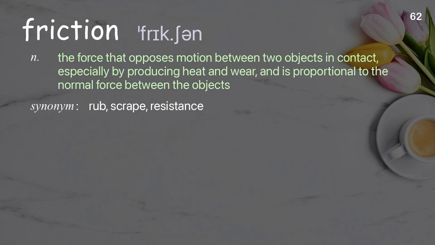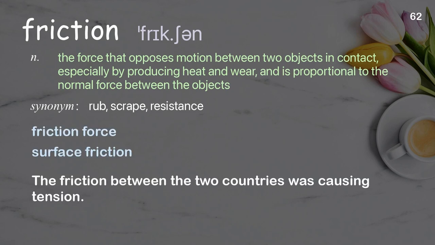Friction: the force that opposes motion between two objects in contact, especially by producing heat and wear, and is proportional to the normal force between the objects. Examples: friction force, surface friction. The friction between the two countries was causing tension.